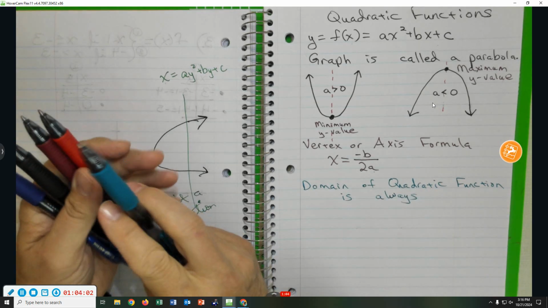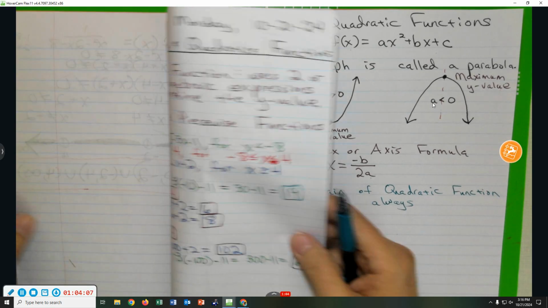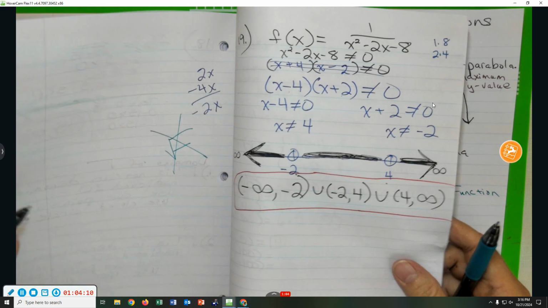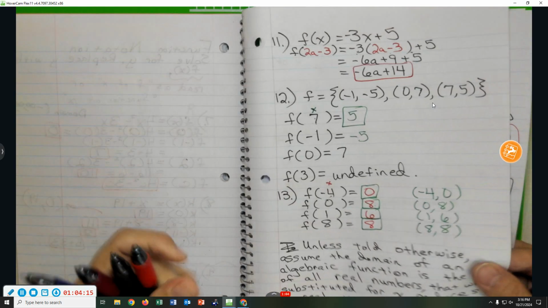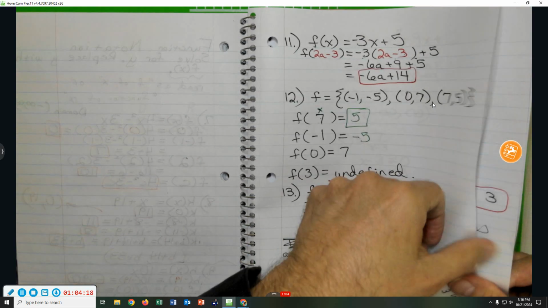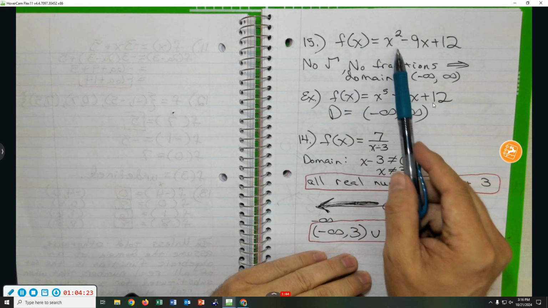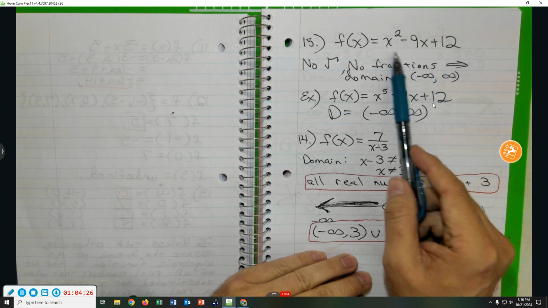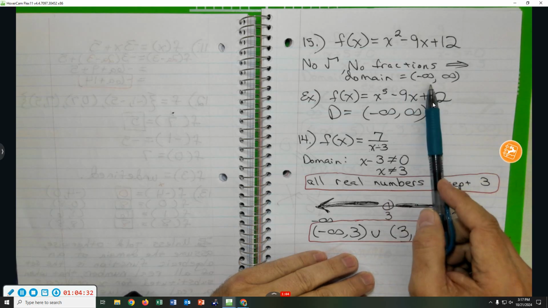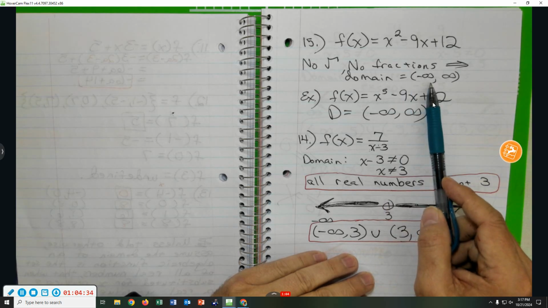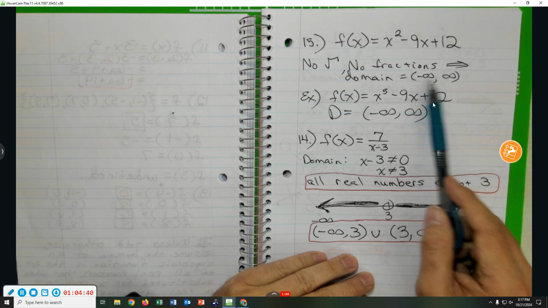I remember telling y'all, if your function has no fractions, no square roots, I think I even wrote it down. Let's look back. Okay, there it is. If your function, and this is a quadratic function, this number 15 I'm looking at from the last time, had no square root, no fractions, what do we say the domain is? Negative infinity. All real numbers, negative infinity to positive infinity.